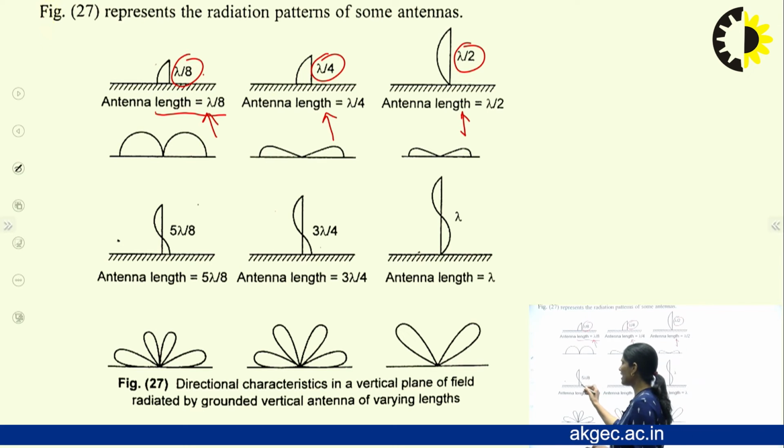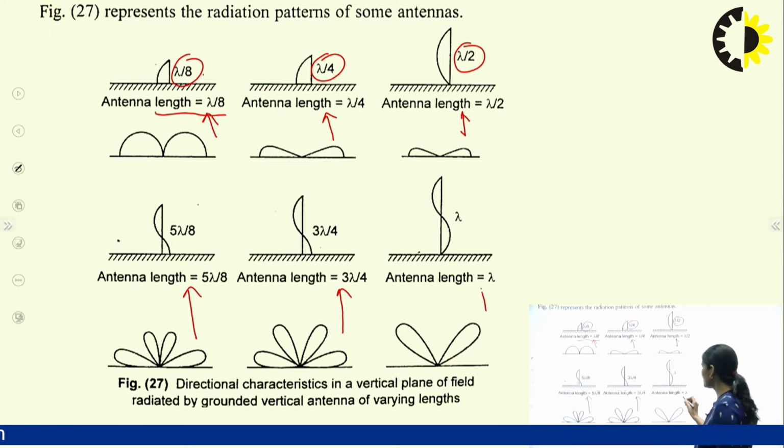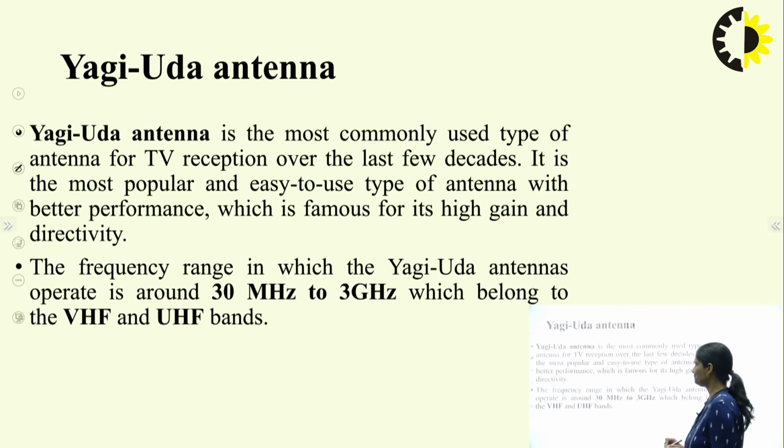Now here, when you have height 5 lambda by 8, this is the radiation pattern due to 5 lambda by 8. This is the radiation pattern due to 3 lambda by 4. This is the radiation pattern when you have antenna height lambda.